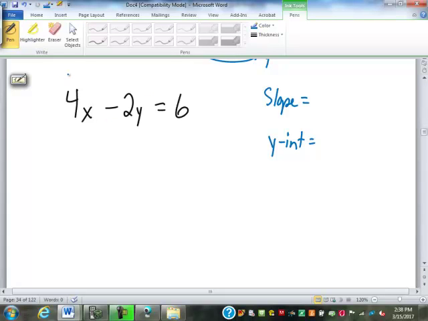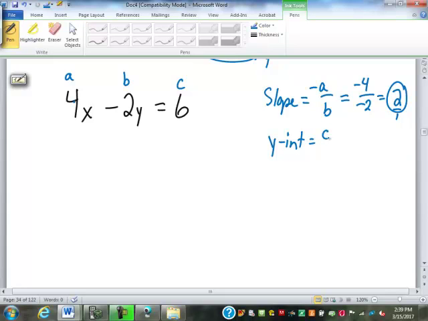So, again, this is A, B, and C. The slope is the negative of A over B, right? Well, A is 4, so the negative A would be negative 4. Over B is negative 2, good. So that divides out to be a positive 2, or 2 over 1 if you like to leave it as a fraction.